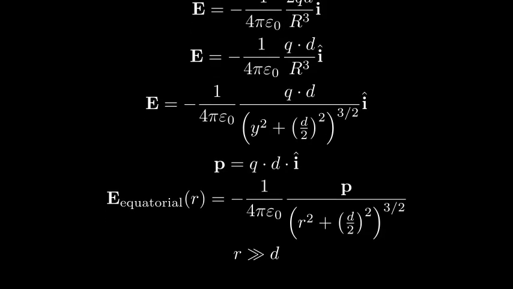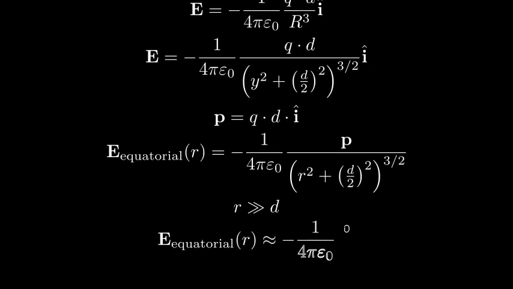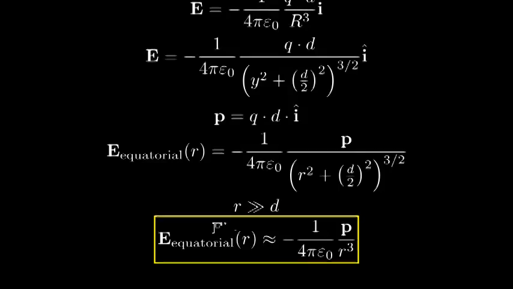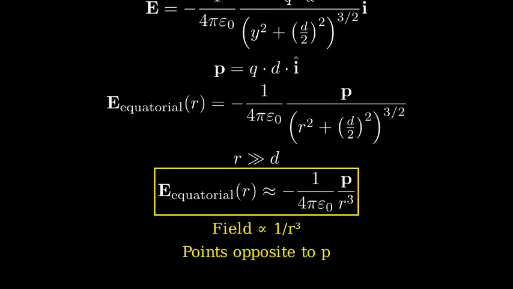In the far field approximation, when r is much greater than d, the term d over 2 squared becomes negligible compared to r squared. So our field simplifies to E equals negative 1 over 4 pi epsilon naught times p over r cubed. Note that the field points opposite to the dipole moment direction, and it falls off as 1 over r cubed, which is faster than the 1 over r squared dependence of a single point charge.